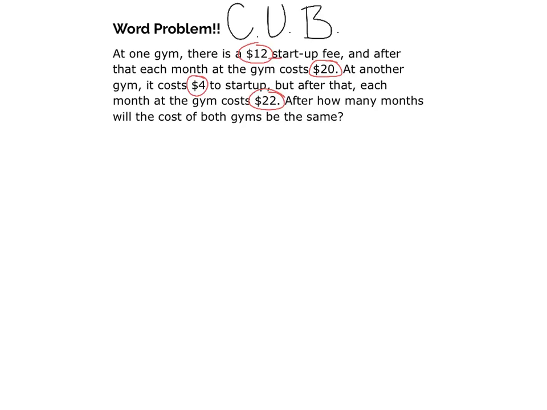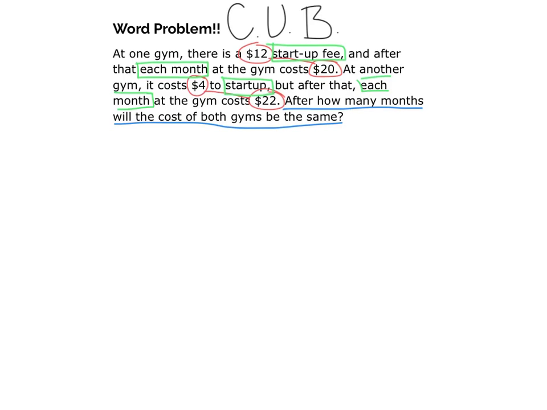And just to help me, I'm going to do this to know that the 12 and the 20 go together, and the 4 and the 22. The next thing I do is underline, because I'm trying to figure out after how many months will the cost of both gyms be the same. And the final thing I do is box the keywords. So startup fee, each month. Same thing at startup, each month. So we can think of this as gym A and gym B.